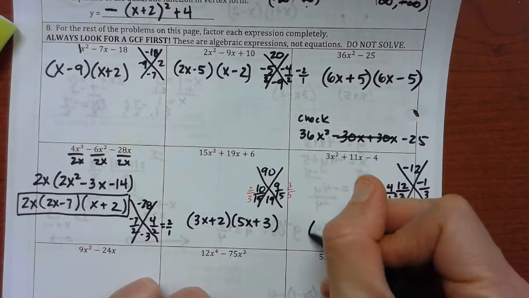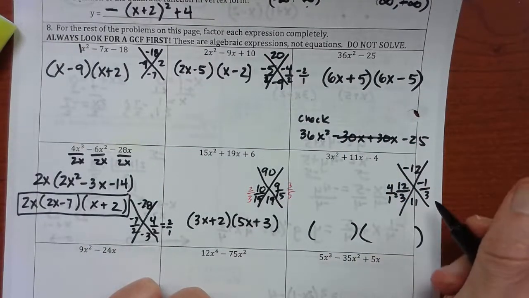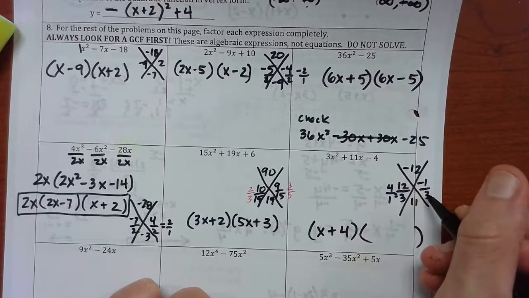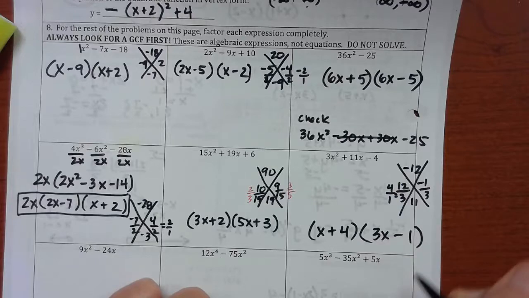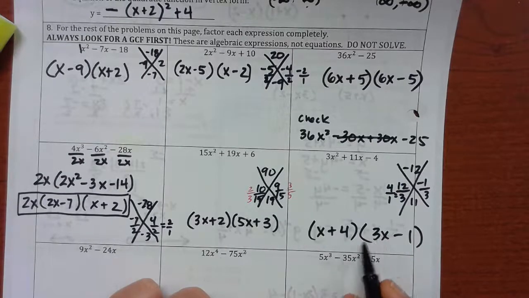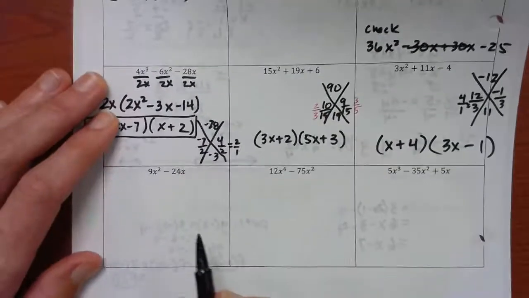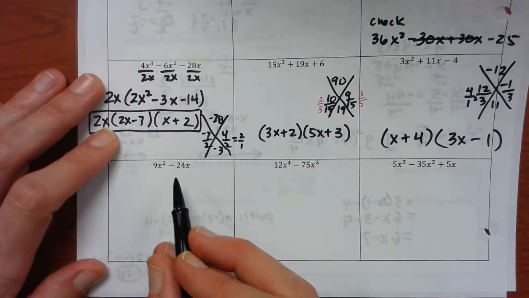My 2 factors are going to be x plus 4 and 3x minus 1. And I'll check it in my mind by FOILing it. Looks good.